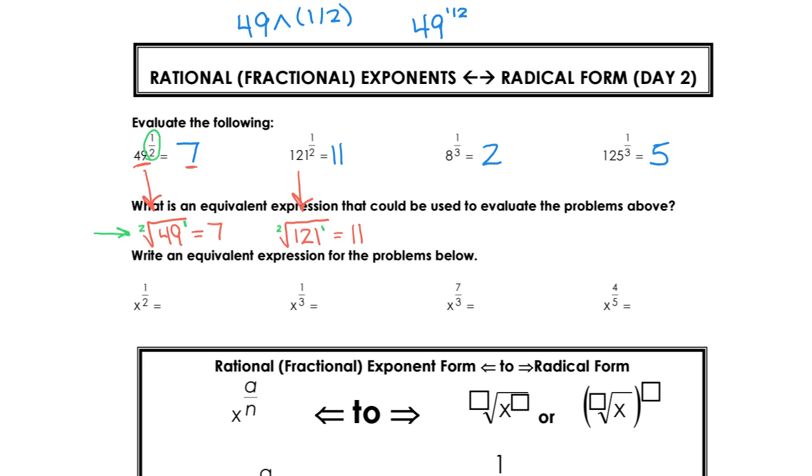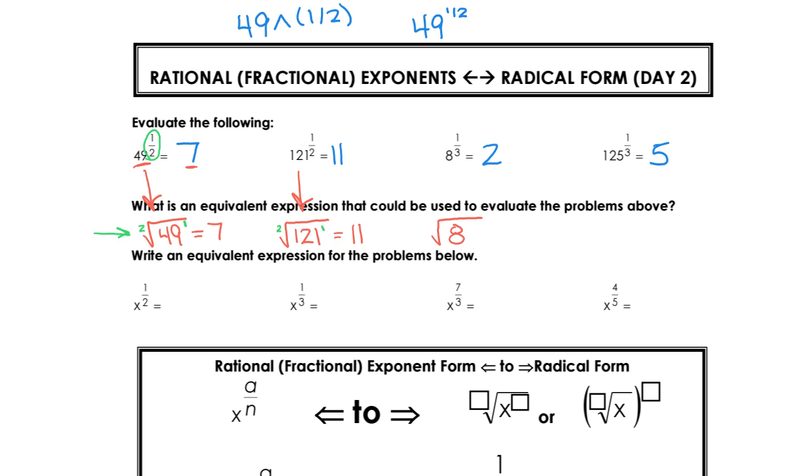Okay, so what happens with the next one then? Well, instead of a 2 in the little crack of the radical, okay, there's actually going to be a 3. All right. And so 8 raised to the 1/3 is the same thing as, now that's a square root right now. Okay.